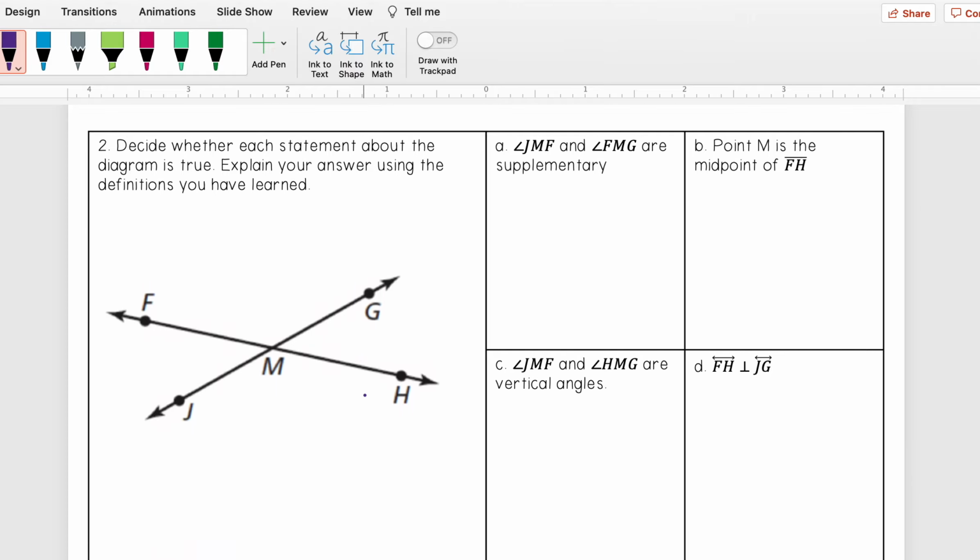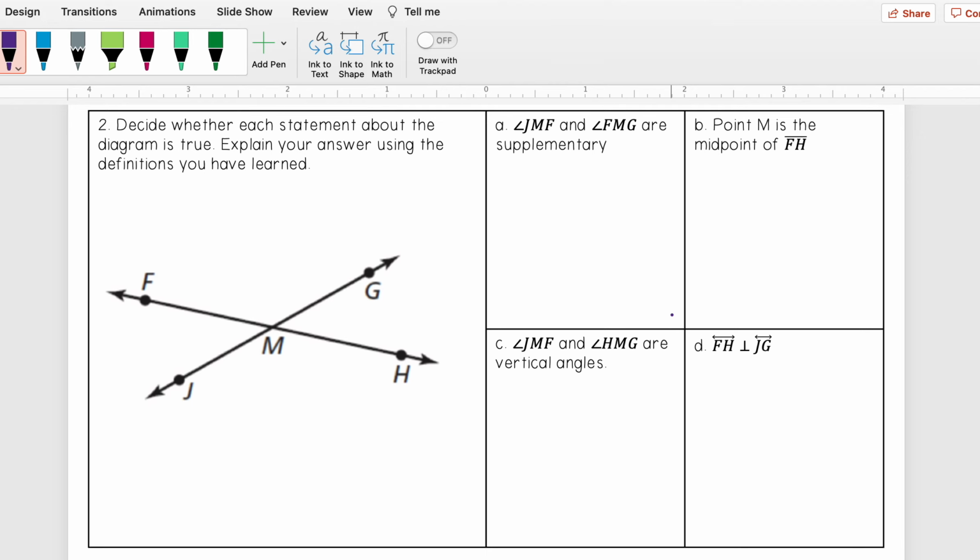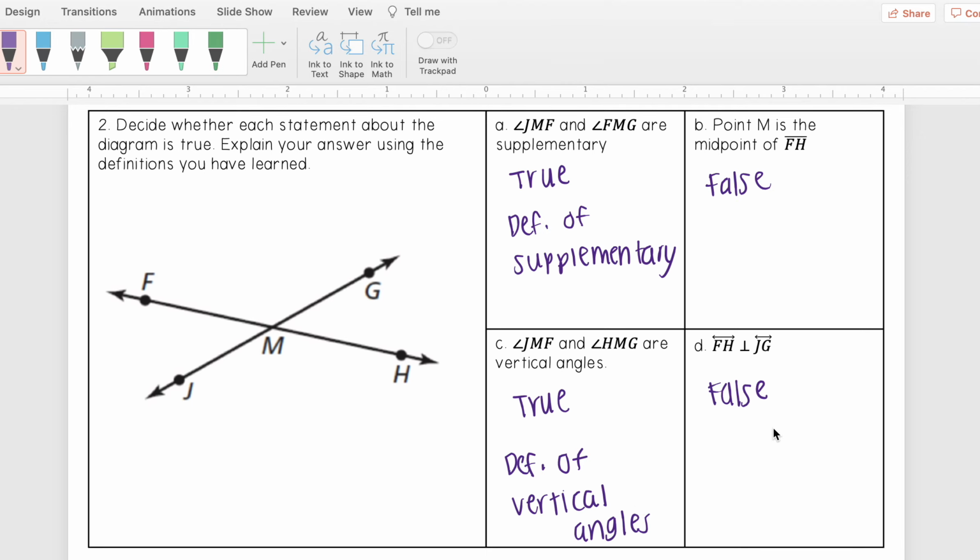Okay, go ahead and pause the video. I want you to try doing part A. Actually, try doing all parts, and then when you think you have it, go ahead and press play. So the answers you should have gotten here were true, false, true, and false.